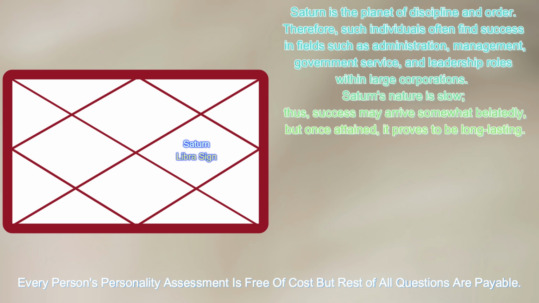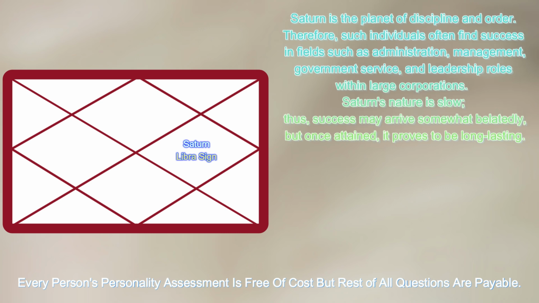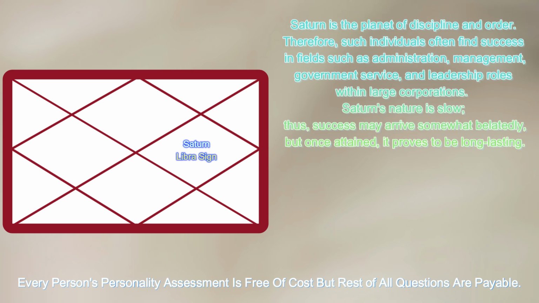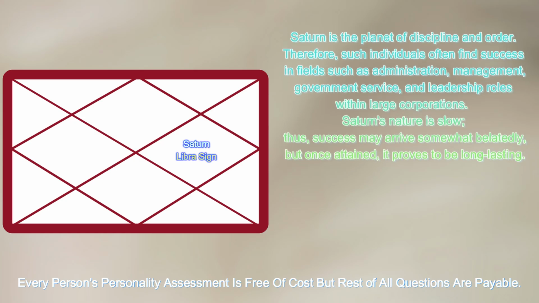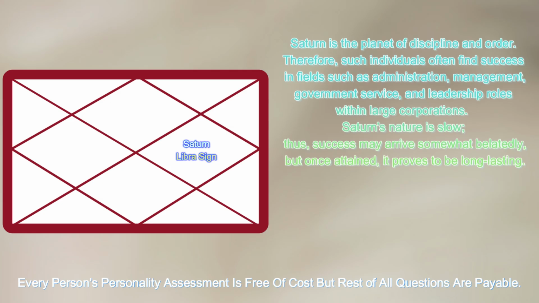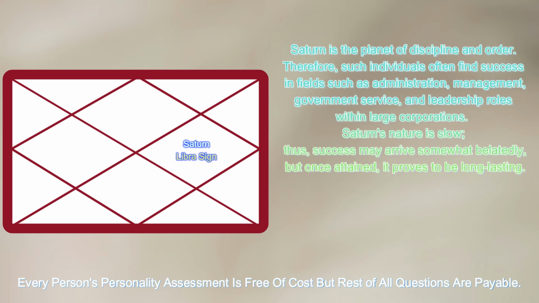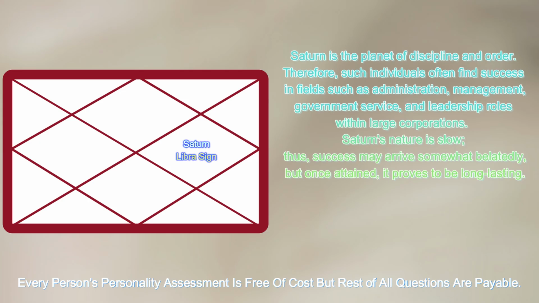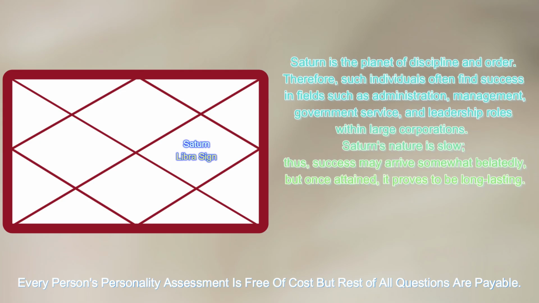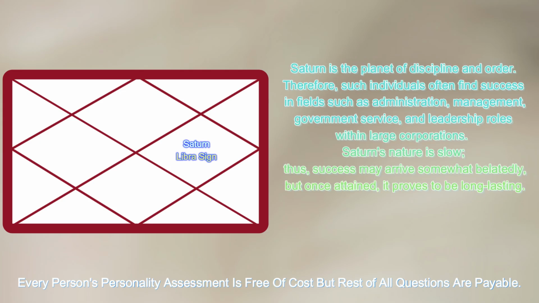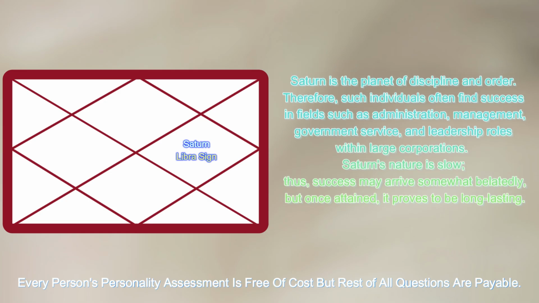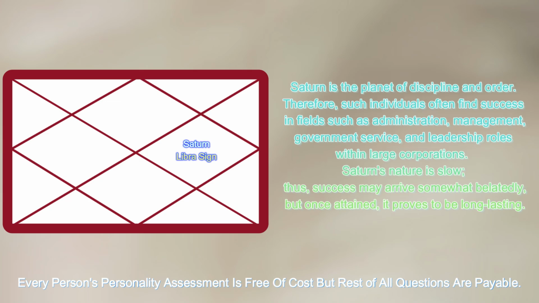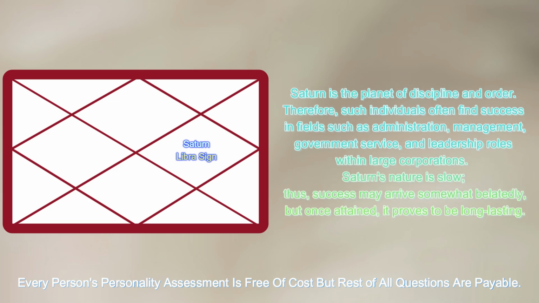Saturn is the planet of discipline and order. Therefore, such individuals often find success in fields such as administration, management, government service, and leadership roles within large corporations. Saturn's nature is slow. Thus, success may arrive somewhat belatedly, but once attained, it proves to be long-lasting.